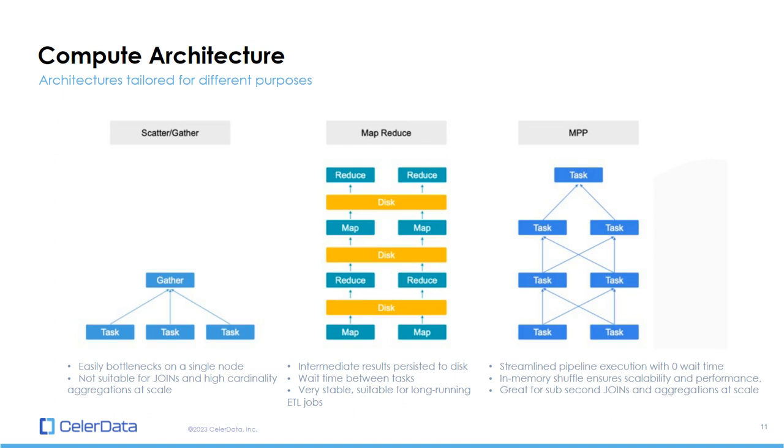Right? And first, let's take a look at some higher level compute architecture differences, right? And the first type is what we call scatter gather. So with this kind of architecture, you have some sort of task, right? And you distribute the tasks to a bunch of nodes, and the nodes return some kind of intermediate result to a larger node, and that larger node does the final calculation. And this kind of architecture easily bottlenecks on a single node. So what does it mean for join operations, especially in a distributed environment?